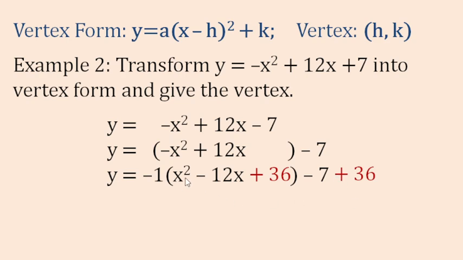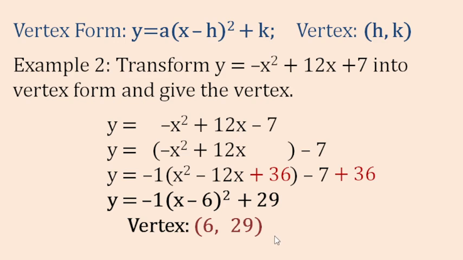Now, x squared minus 12x plus 36 is a perfect square, so we can write this as square of a binomial that looks like this. Now, we can simplify 7 plus 36, that's 43. And the vertex is this one, (h, k), (6, 43). Let's do another example.